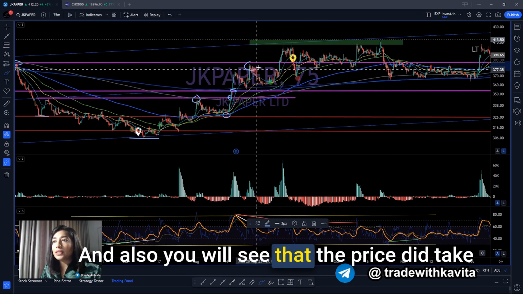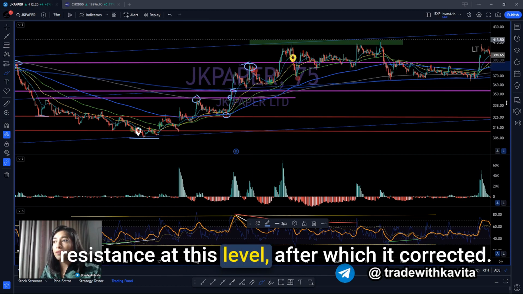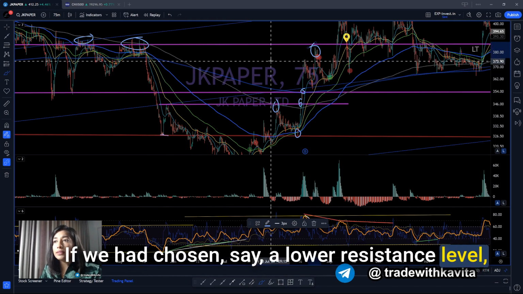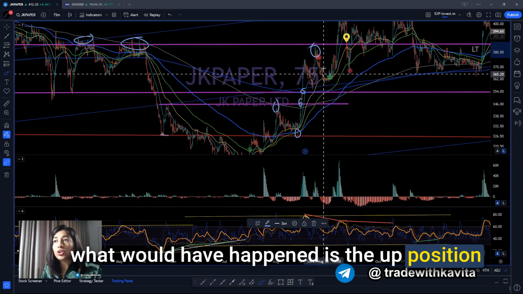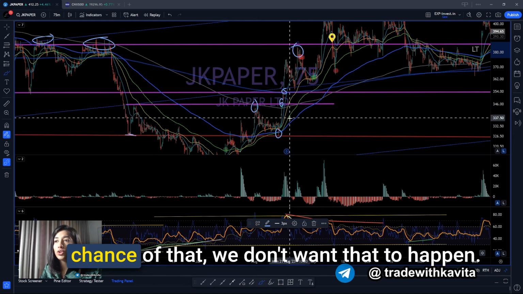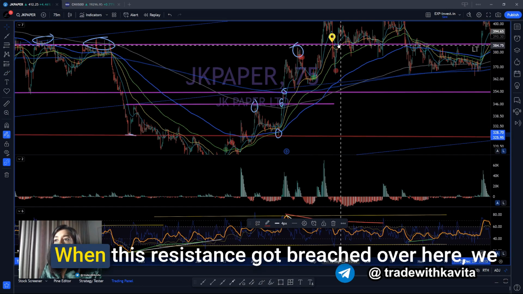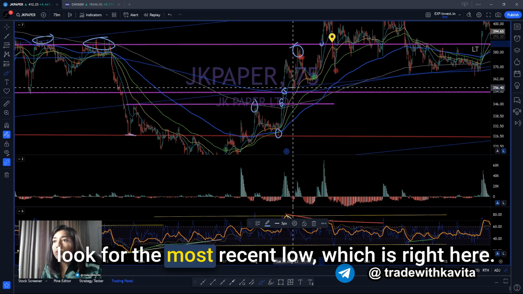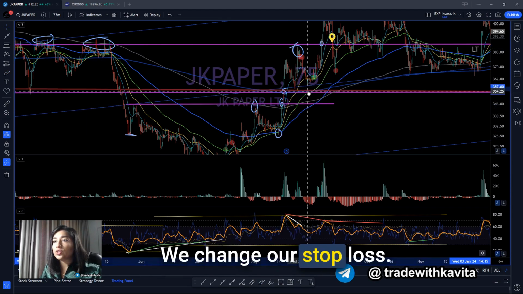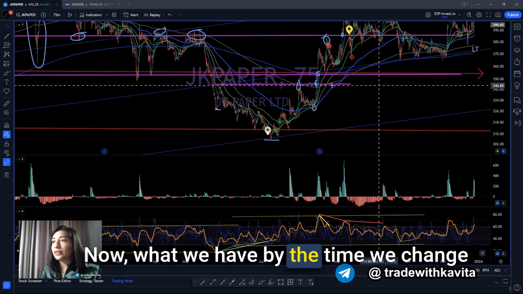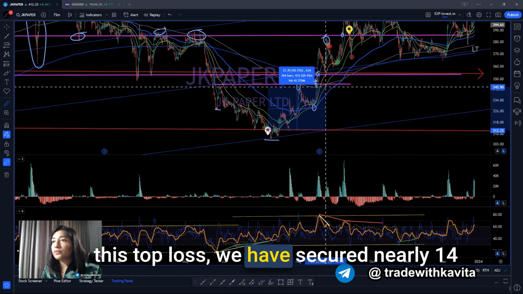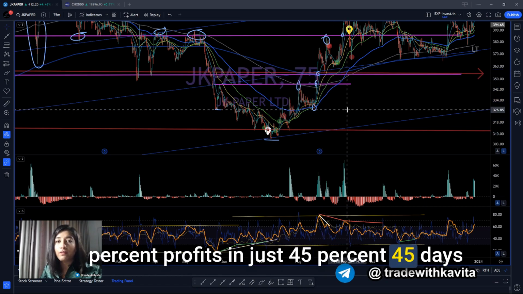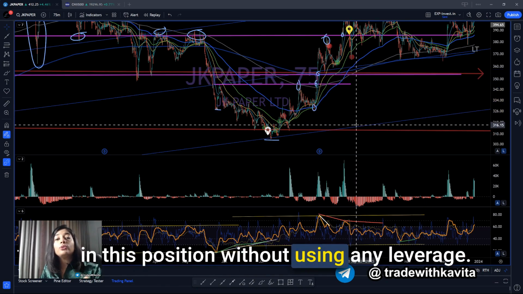And also you will see that the price did take resistance at this level, after which it corrected. If we had chosen, say, a lower resistance level, what would have happened is our position would have gotten stopped out. There's a good chance of that. We don't want that to happen. When this resistance got breached over here, we look for the most recent low, which is right here. We change our stop loss. Now, by the time we change this stop loss, we have secured nearly 10 percent profits in just 45 days in this position without using any leverage.